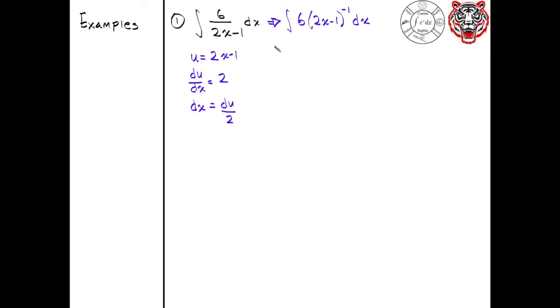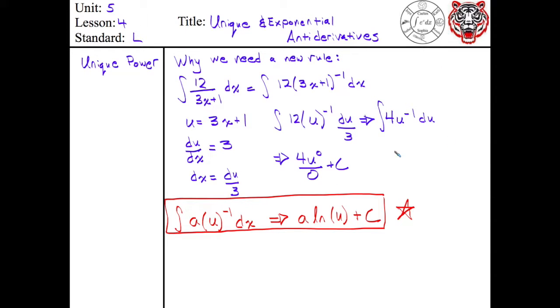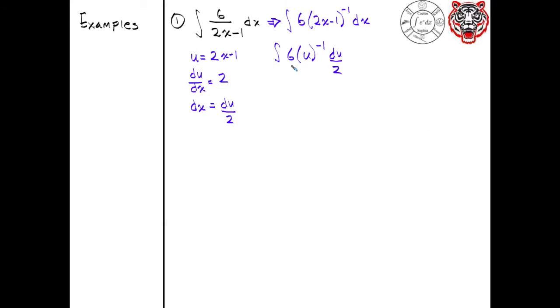Subbing in, I have our new integral, which is going to be 6 times, it's not 2x anymore, it's u now, u to the negative 1, all of that times du divided by 2. Now I use my rule: I have a u to the negative 1, and I have a number in front of it too. It's not a 6 because this will simplify to 3u to the negative 1 du.